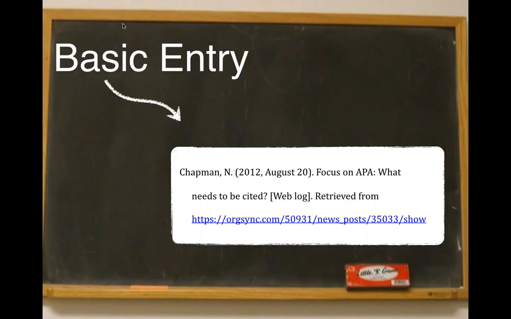Notice that each line after the first line of the entry is indented. And for a blog citation, we have to note whether this is a web blog or a blog comment. We put that in brackets. And then again, for any electronic source, we need a URL. The words "retrieved from" are followed by the permalink to the source.